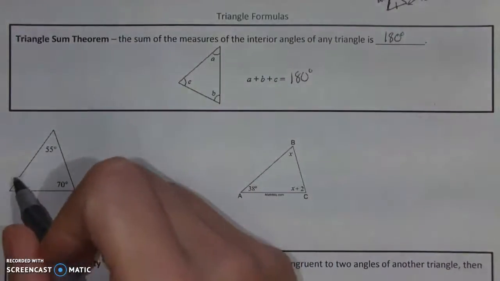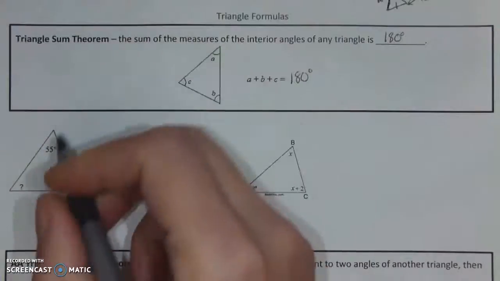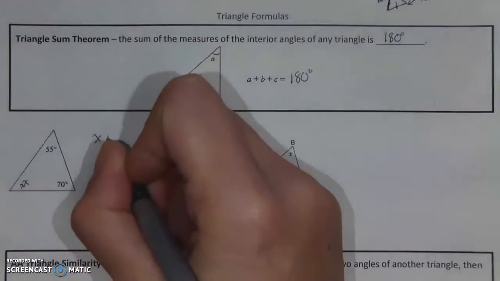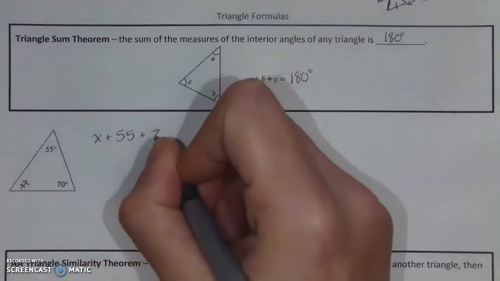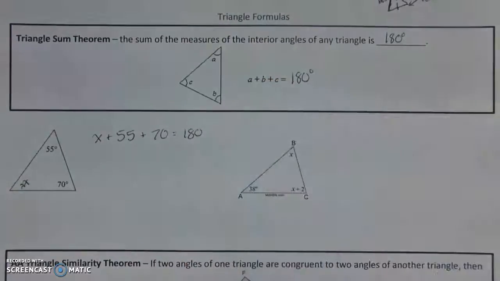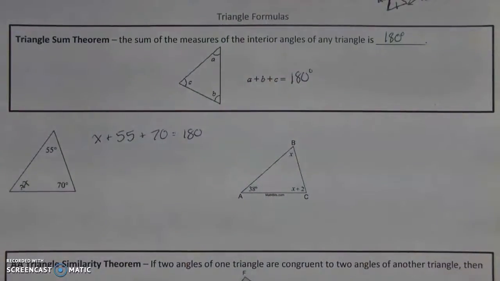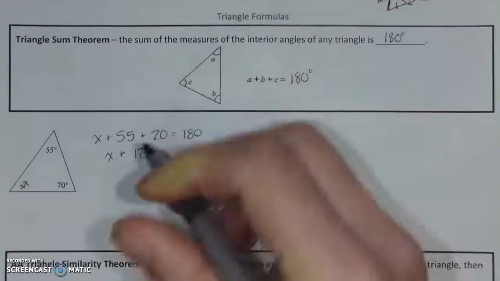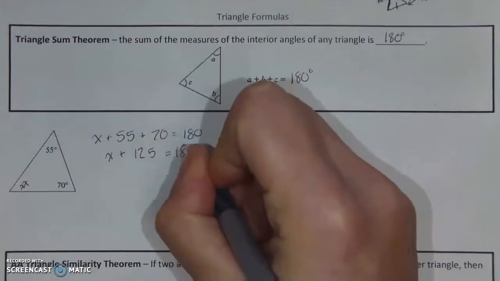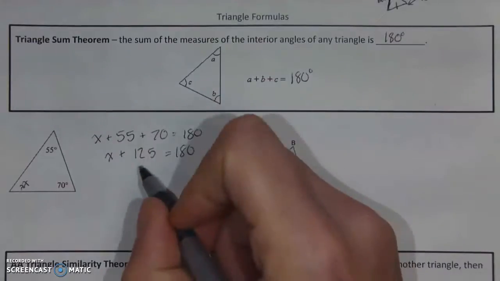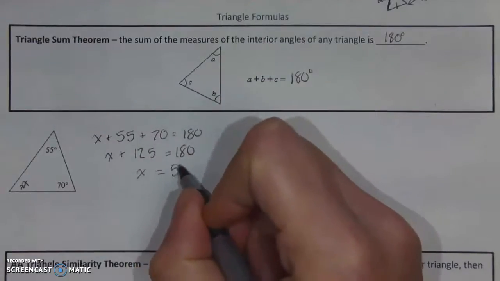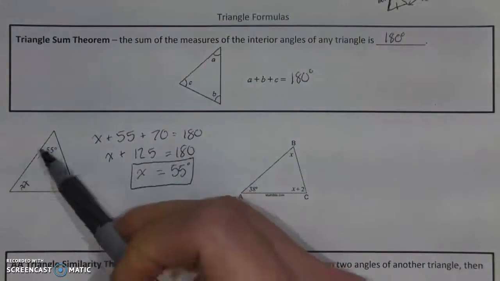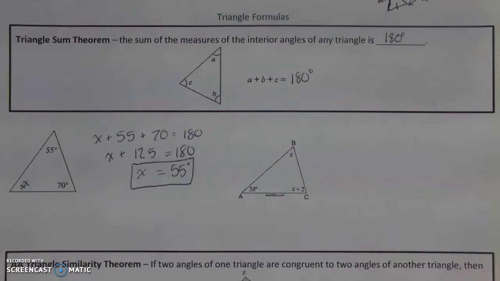So here, in this triangle, if I want to find this angle, I can set up my formula. Each of the angles together, and I'm just going to call this one measure of x, when added should equal 180. So that gives us this formula. Here, we're going to simplify first, so we get x plus 125, or 55 plus 70, is equal to 180. Subtract your 125 from both sides to get x by itself, and you end up with x is equal to 55, or 55 degrees. And of course, you can double check your answer simply by adding these all together. It should give you a measure of 180.